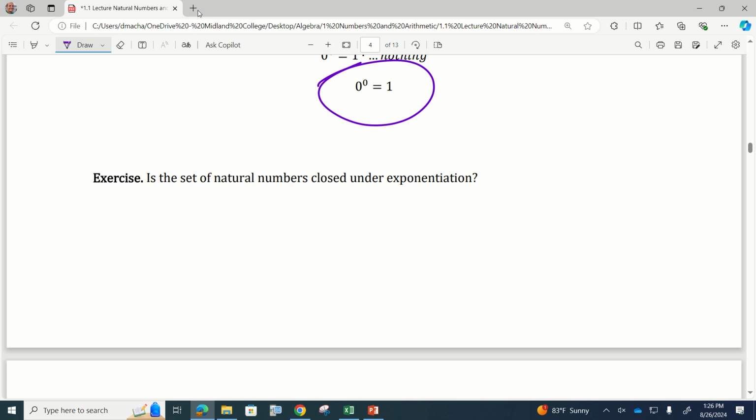So, question for you again. Would we say that the set of natural numbers, if I have a natural number base and a natural number exponent, is that closed under exponents like this? Yes. Yep. It is, because really all we're doing is repeated multiplication. And the natural numbers are closed under multiplication. And so if we just do that a bunch, we're also closed under exponents.